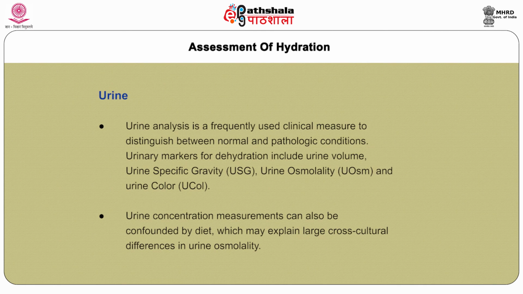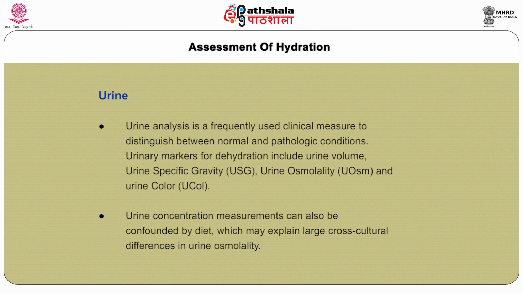Urine is a solution of water and various other substances. Urine analysis is a frequently used clinical measure to distinguish between normal and pathological conditions. Urinary markers for dehydration include urine volume, urine specific gravity, urine osmolality, and urine color. Thus, its concentration varies inversely with volume, which is reduced with dehydration.